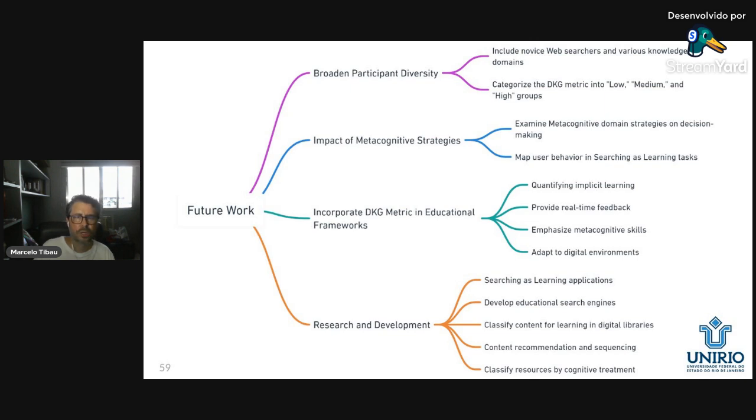Finally, future work will attempt to broaden participant diversity to include novices, and also to categorize the DKG metric into low, middle, and high groups in order to better understand the metric's behavior. Also, future work on the impact of metacognitive studies is in order, to examine this type of domain on decision making, rather than using it to map search as learning tasks.